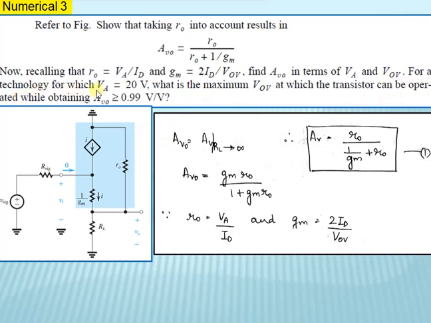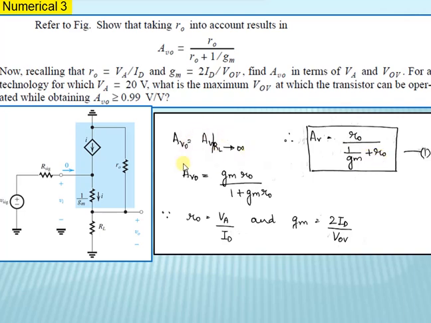And for a technology for which VA is equal to 20 volt, what will be the maximum VOV at which the transistor can be operated while obtaining AV0 greater than or equal to 0.99. Now, equation for the open circuit voltage gain is equal to GM into R0 divided by 1 plus GM into R0, and AV0 is equal to R0 divided by 1 by GM plus R0.